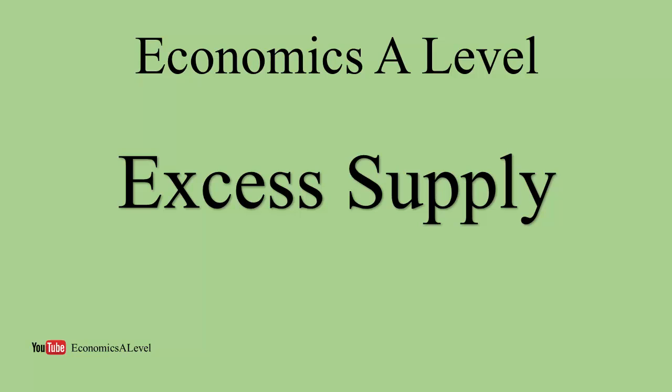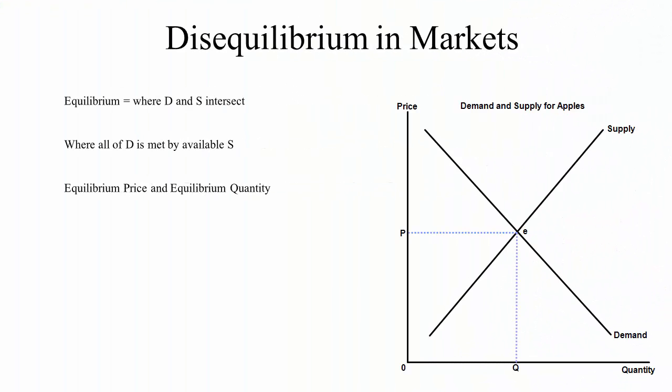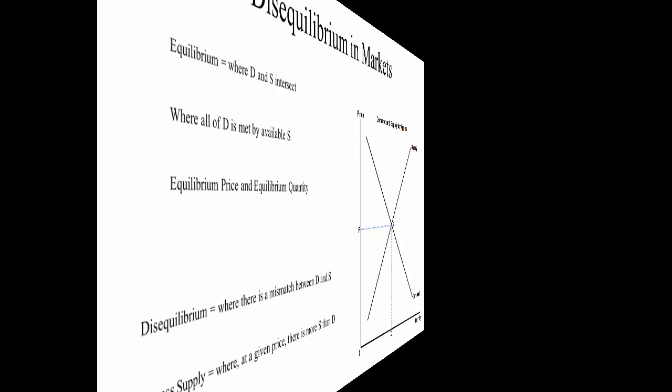This video is going to look at the first part of disequilibrium in markets, which is looking at excess supply. If you want a refresher on equilibrium price and equilibrium in markets, click on the link in the top right hand corner now. So equilibrium then is where demand meets supply, so where we've fulfilled all of the demand with the available supply. And as you can see on the graph, this occurs at price P and quantity Q, which we're going to call the equilibrium price and equilibrium quantity.